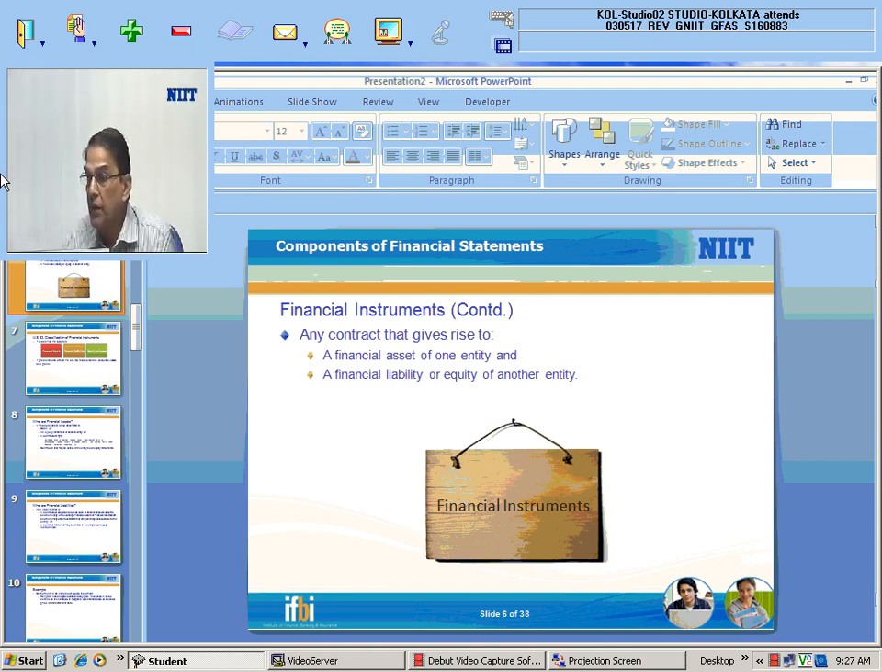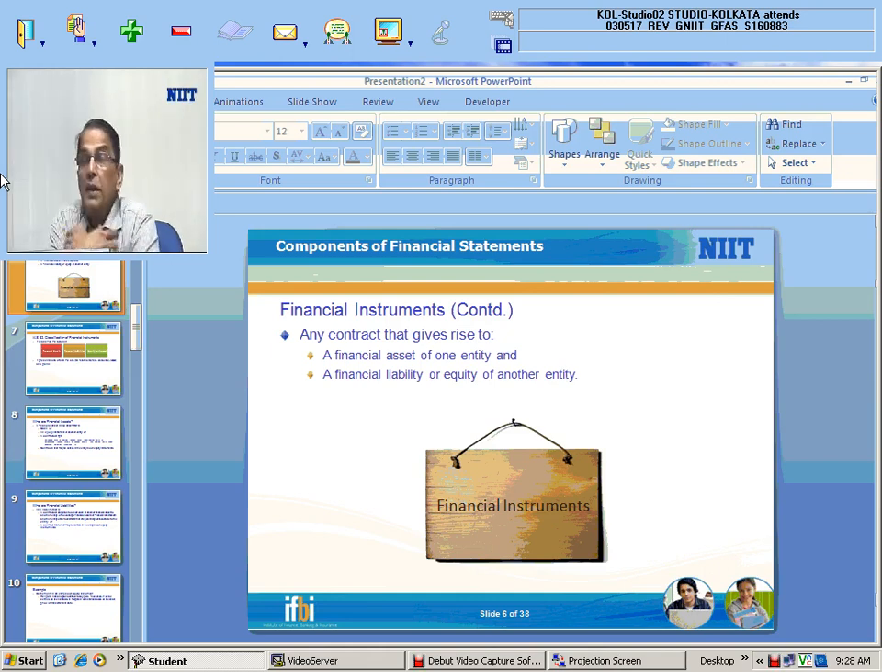Now, contract basically refers to an agreement between the two parties, which the parties have little, if any, discretion to avoid because the agreement is enforceable by law. So what I mean by contract is an agreement between two parties, and such an agreement the parties have very little discretion to avoid because the rights available under the agreement are enforceable by law.